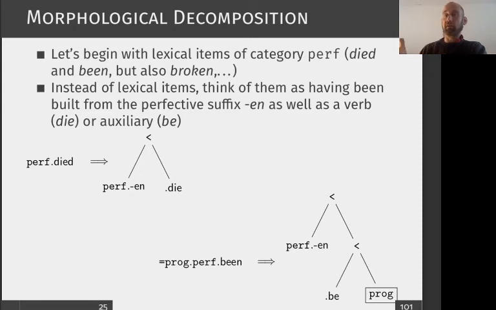Let's look at the parts of these words. Okay, so let's start with the lexical items of category perf. So died and been, and if we had more things, also broken, right? Perfectives. Okay. Now, instead of just brute lexical items, so we've been thinking of these things as brute lexical items.